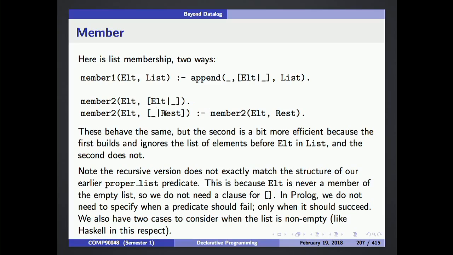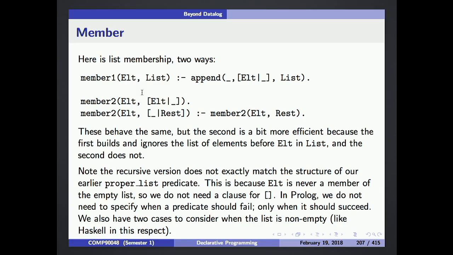But I can do it more directly, and this code will be more efficient, by thinking about two cases. First of all, there's a missing case here, right? What if the list is empty? Then the element is never an element of an empty list, right? The empty list's got nothing in it. So there's no way this can be true if the list is empty. So we don't have a rule for when the list is empty, right?